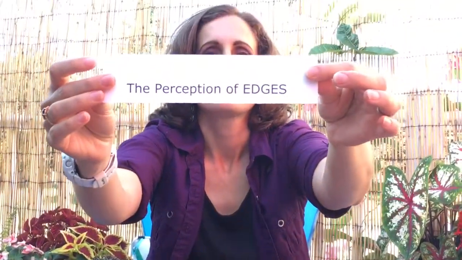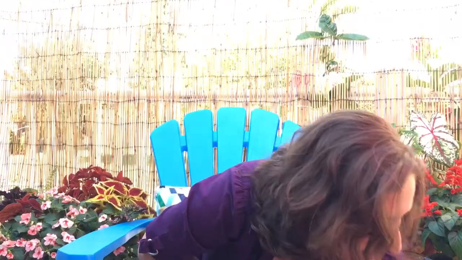Number one is the perception of edges. So make sure you write that in your notes. And yes, you will be quizzed on it. So the perception of edges is edges, and I'll use a simpler object than a flower in order to show you what I mean by edges.